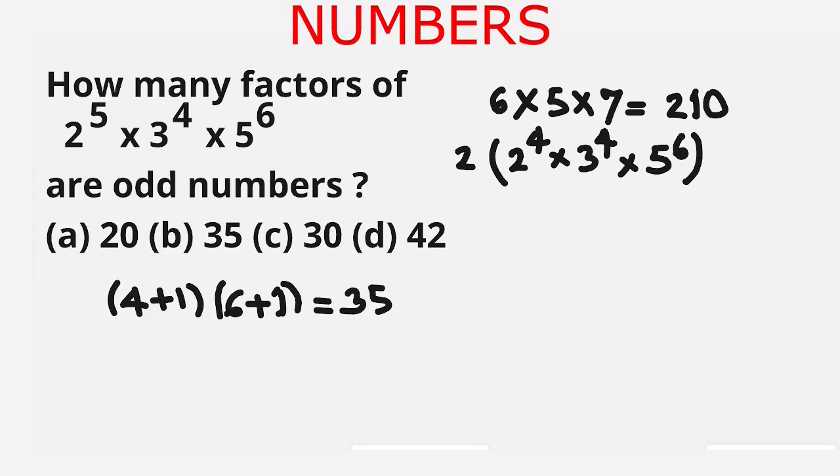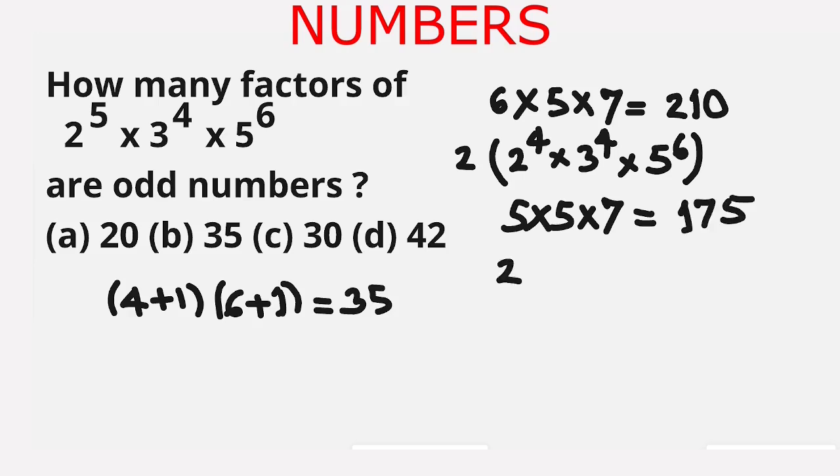For 2 to the power 4, the power is 4 and we add 1 to it. 4 plus 1 is 5, multiplied by 3 to the power 4, the power is 4, 4 plus 1 is 5, multiplied by 5 to the power 6, the power is 6 and we add 1 to it. So 6 plus 1 is 7. And these are the factors which are even numbers. So 5 times 5 is 25 and 25 times 7 is 175.